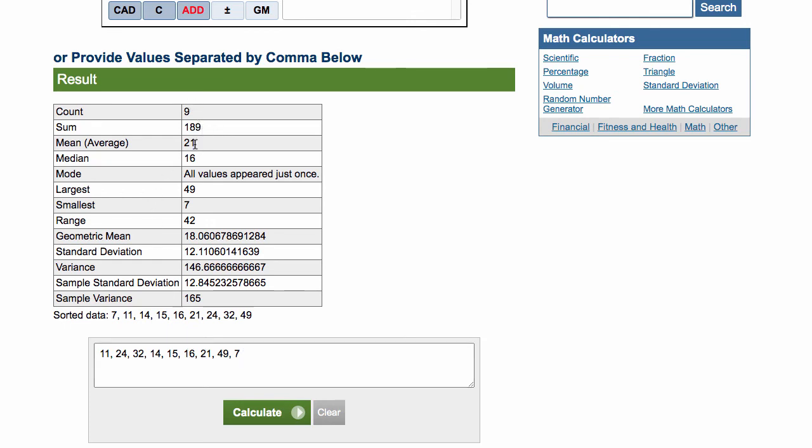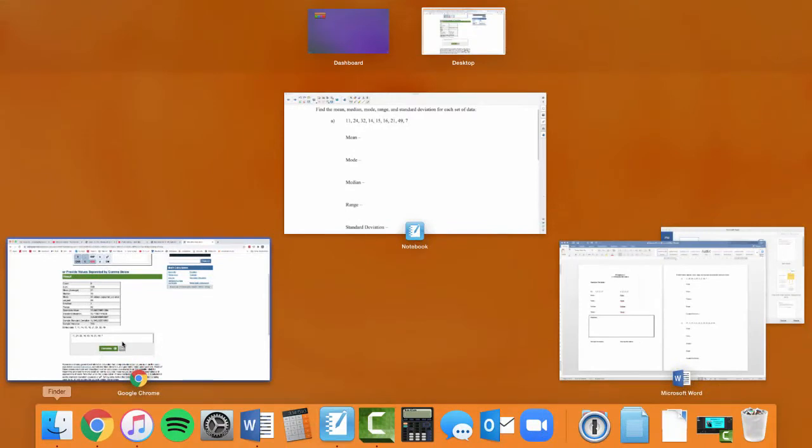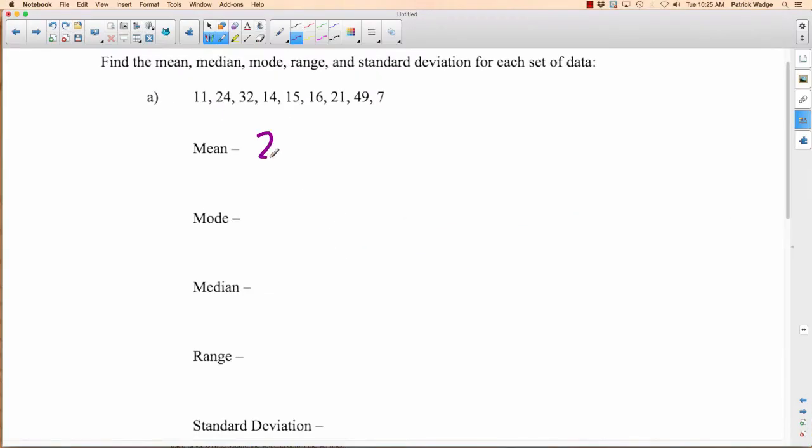The mean. There's the mean, which they also call the average. But remember, mean, median, mode are all averages. They're trying to help you out because most people do call the mean the average. They tell you that the mean is 21. So let's go back and put 21. It also tells you that the median is 16. So mean 21 right here, and median was 16.